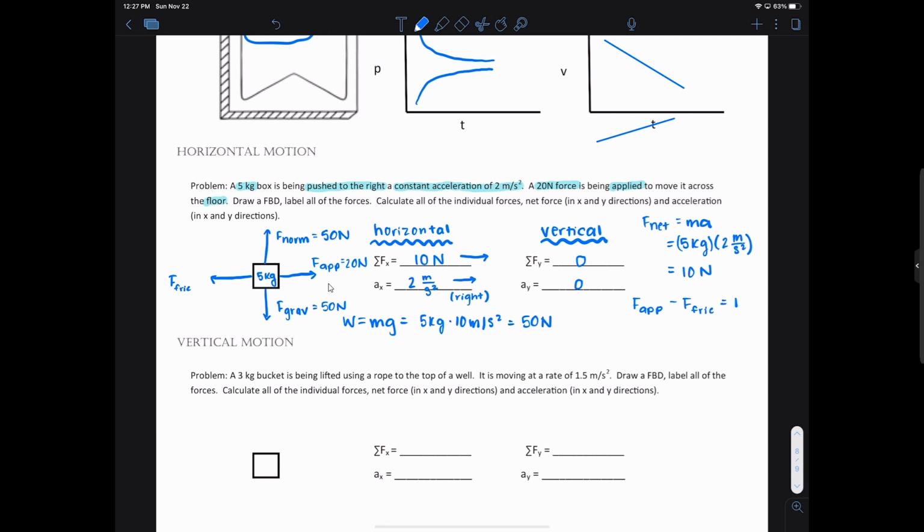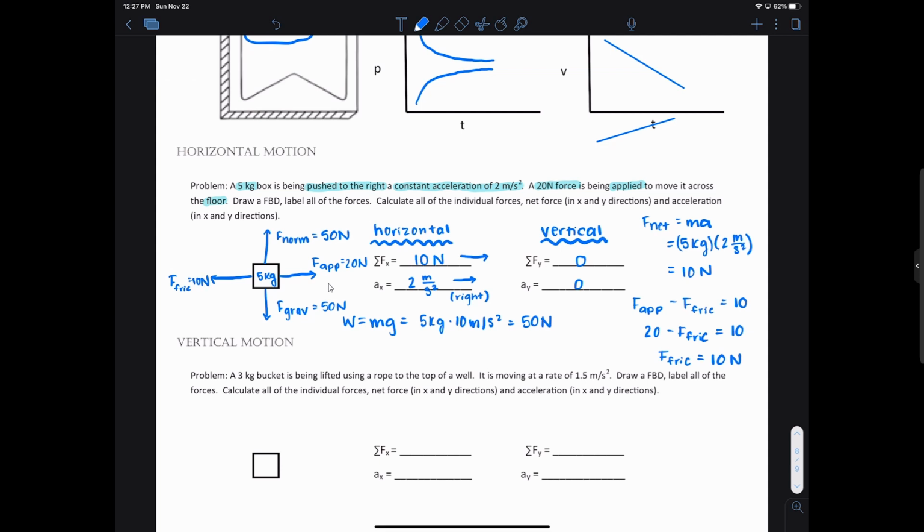So one way to write this down is saying that our F applied minus F friction has to equal 10. So if we've got 20 minus the force of friction equal to 10, we can rearrange and solve. We're going to end up finding that the force of friction is 10 newtons.